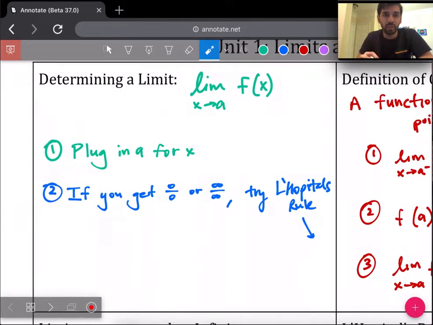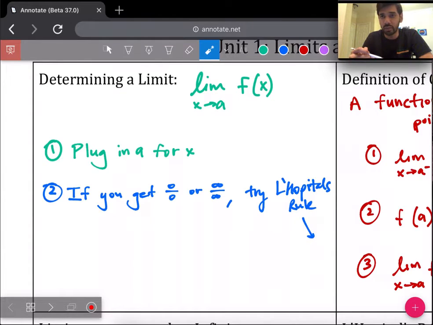Just starting off in this first box, this is about determining a limit, very basic, very introductory, just reminding you of the limit notation. This is read as the limit of f of x as x approaches a. The way you first start off to determine what the limit is, you just try to simply plug in where x is and figure out if you can get a value out of that. If you get some number when you plug in a, then you're done. That's the limit.